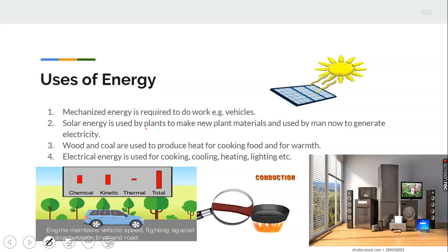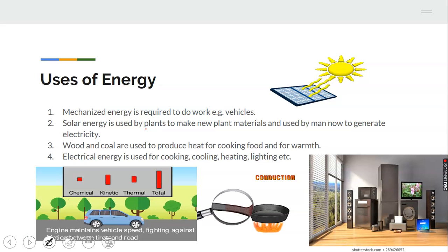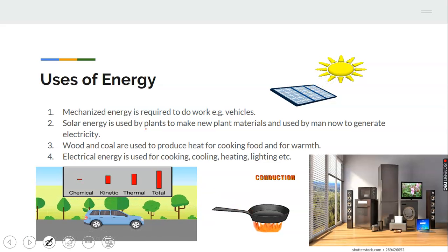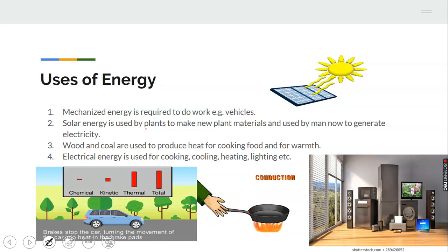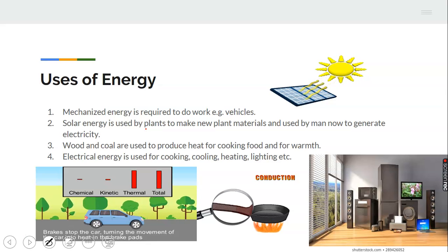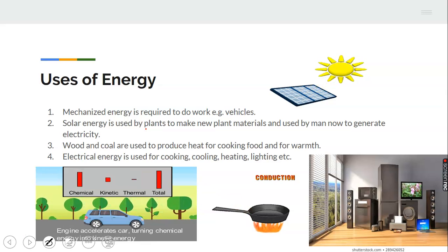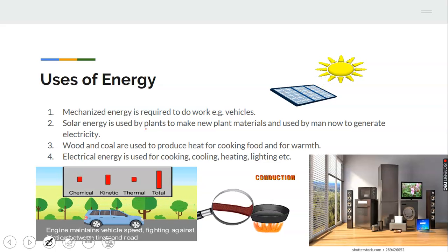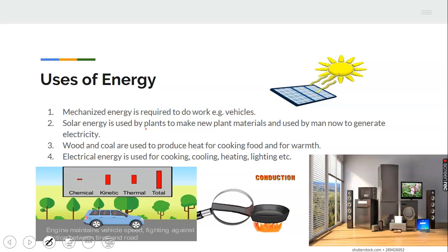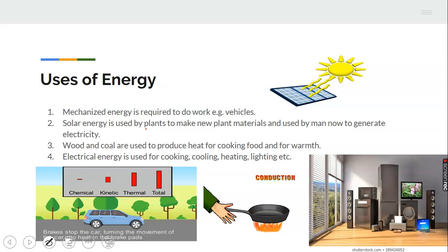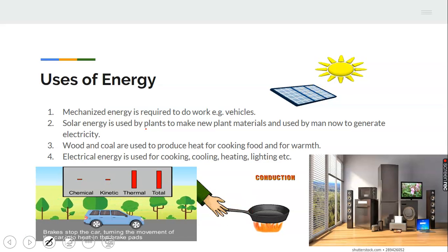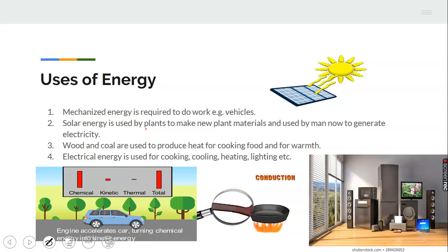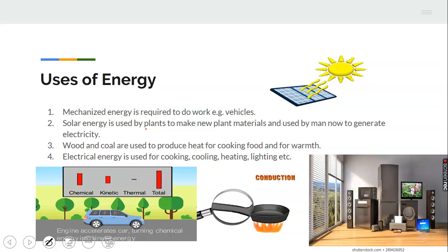Mechanized energy is required to do work, e.g. in vehicles. We've mentioned earlier that a vehicle has a battery, and the batteries are made up of different chemicals. Now, these things are put together. That's what we call mechanized. Different parts of the car are put together to make sure that the vehicle works. That's mechanized energy. And the people that are involved, we call them mechanics. They know how to put different things together.